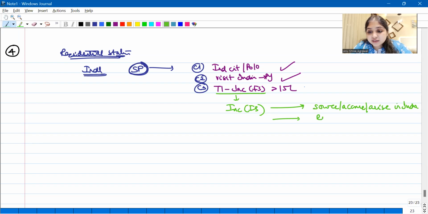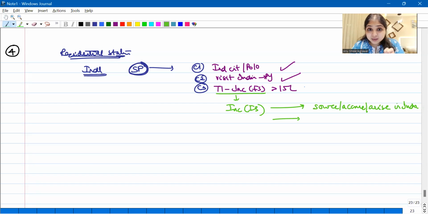Tell me, incomes which are received in India, will I consider them also? No. Incomes which are received in India, that is not Indian source. I'm talking about Indian source. Indian source means it should be having source in India or it should be accruing in India or it should be arising in India. This you know.